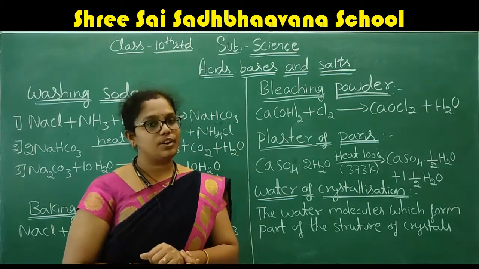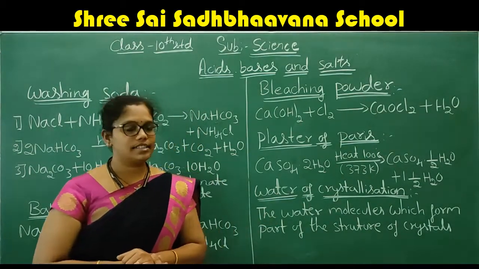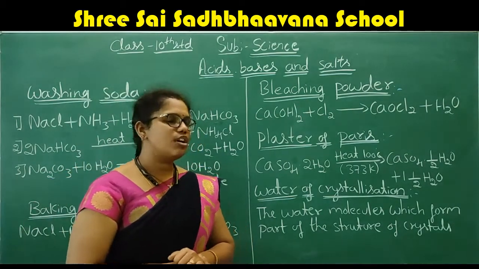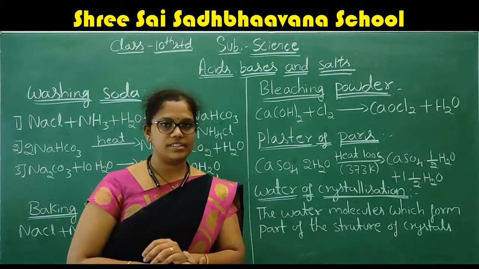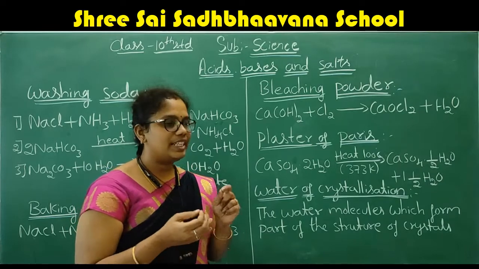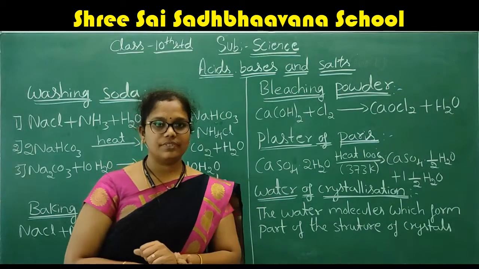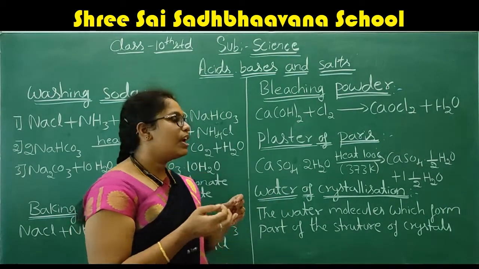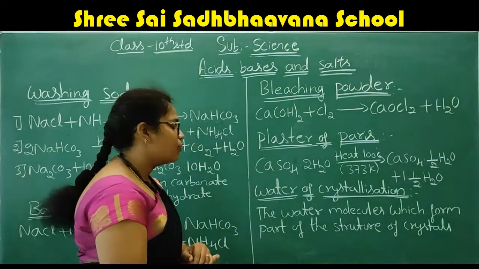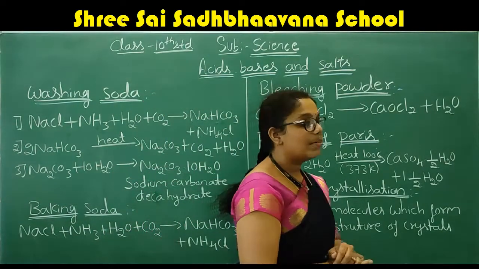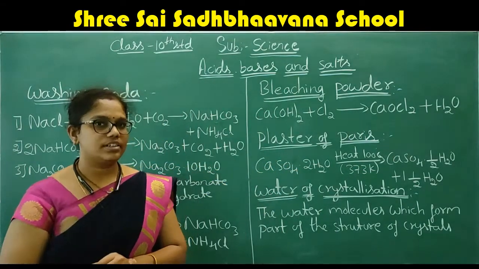And the last concept of this chapter is the water of crystallization. What does water of crystallization mean? The water molecules which form part of the structure of crystals. Consider that if a crystal has any amount of water present, then we call it water of crystallization. In the crystallization process, if any small amount of water is present, then we call it water of crystallization. This completes your topic, acids, bases and salts.